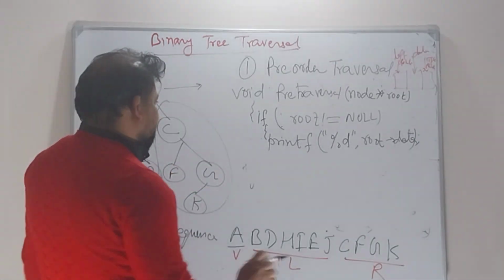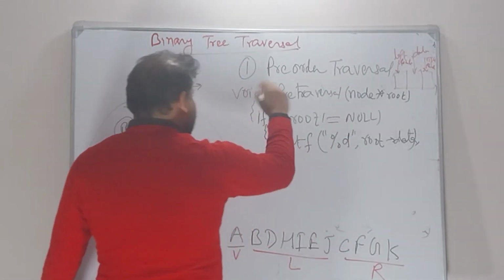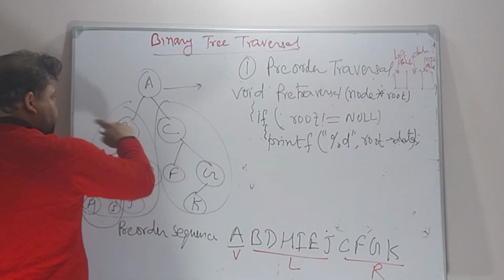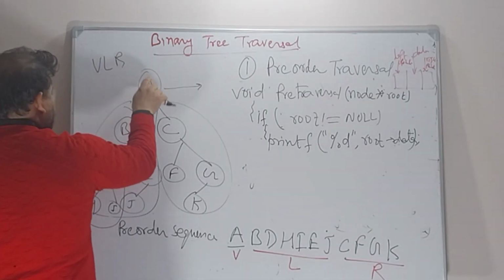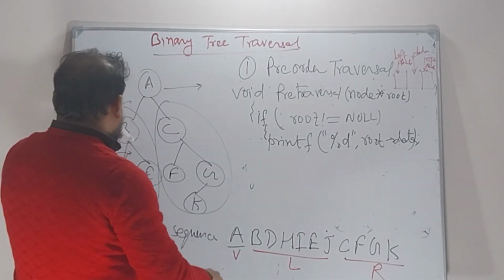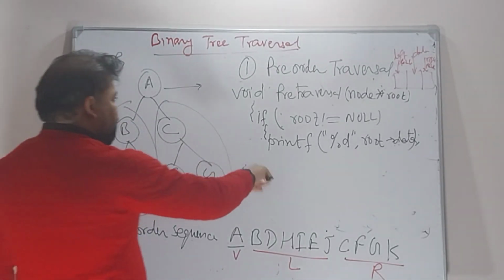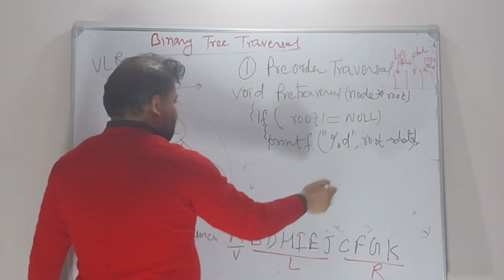So I'm writing the if body here. So printf this, and then after this I'll come to the left side, because I told you it is part of the VLR. So the vertex is there, then I'll go to the left side and repeatedly do the same things. So once again I'll call this function recursively.